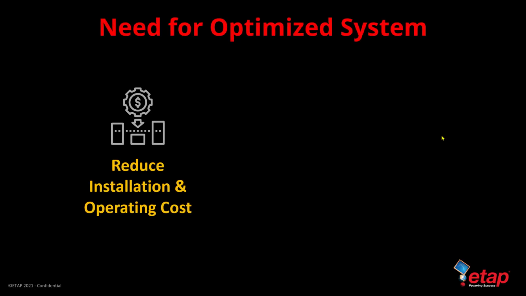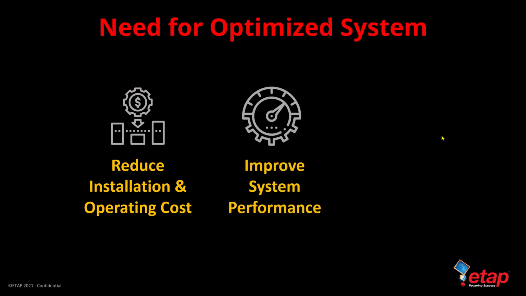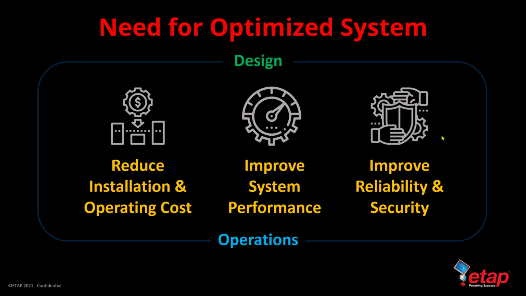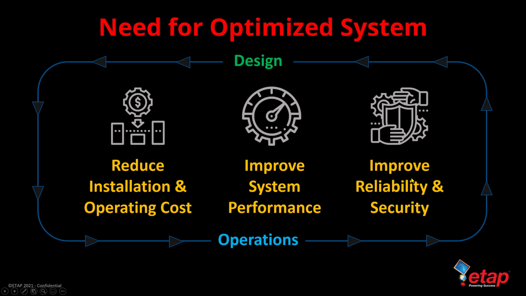Why do we need to optimize our electrical system? We of course want to reduce installation and operating cost, improve system performance, and of course improve reliability and security. We want to do this through design as well as operations of electrical power systems in order to achieve these objectives on a continuous basis and throughout the life cycle of your electrical system.